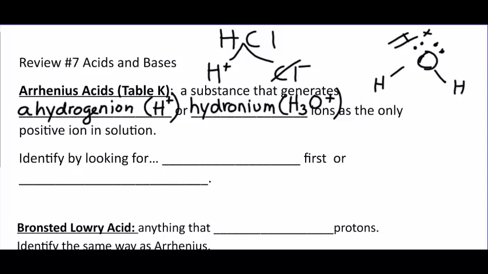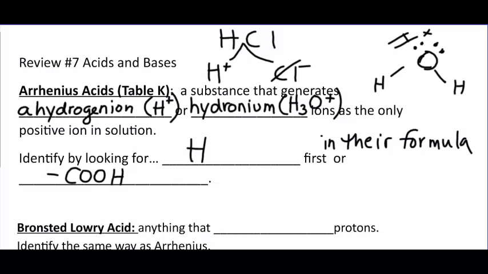Okay? How do you know if you have an acid? Look for H first in their formula. Or, if it's an organic acid, COOH, right? Look for the COOH group. Okay? So is this an acid?